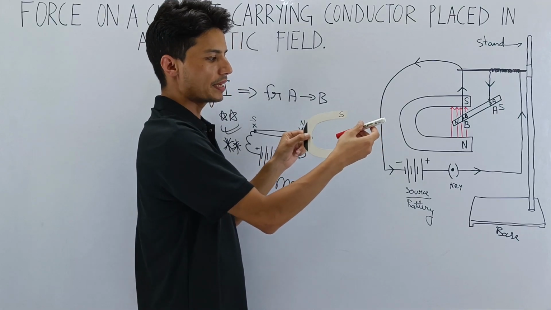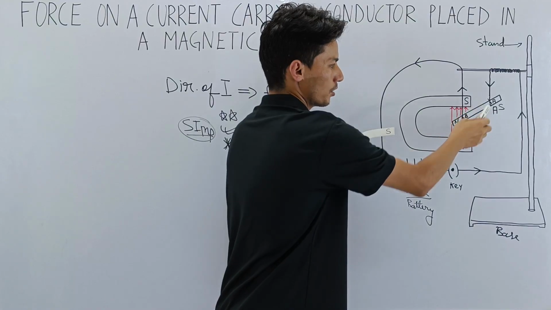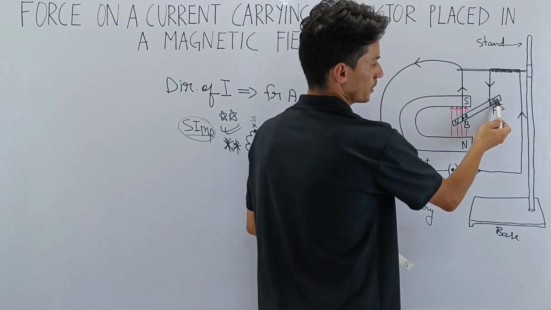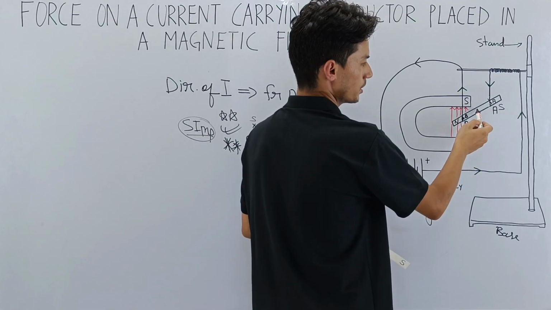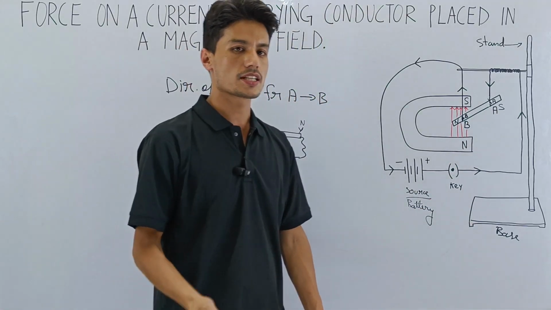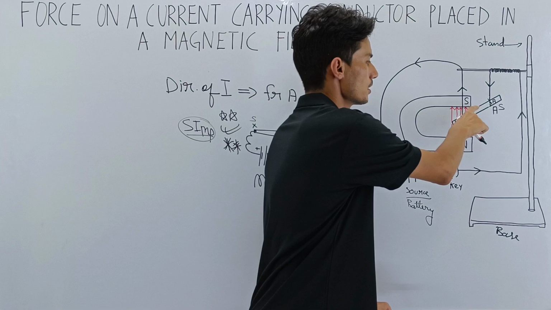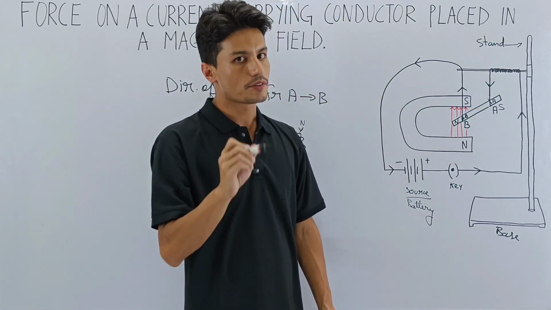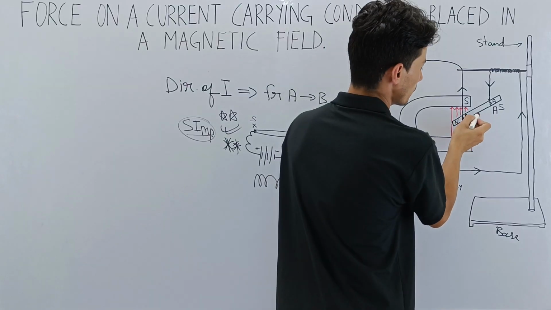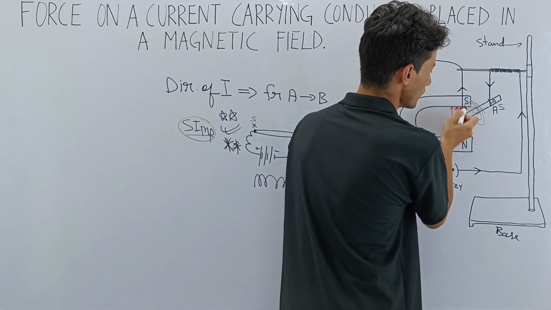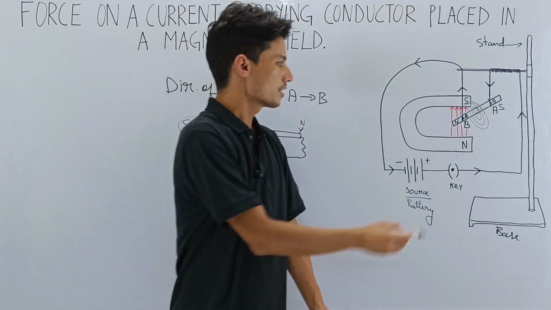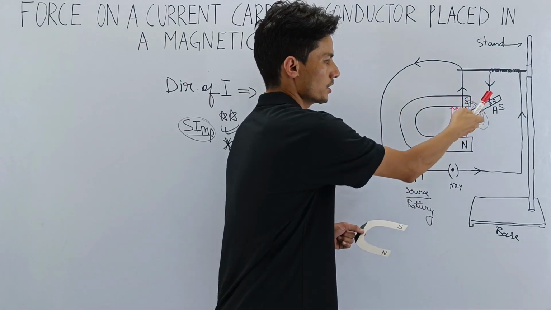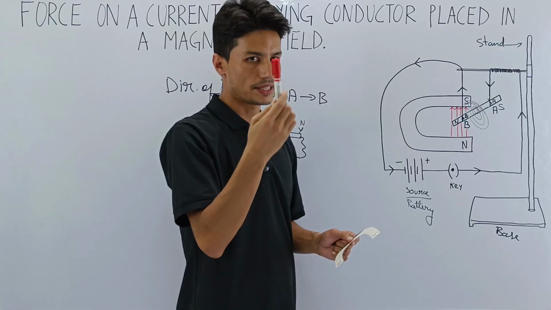So what will happen? Now current is flowing through this conductor. So this is not a normal conductor anymore, but a current carrying conductor. Since current flows through it, and being a current carrying conductor, it will produce magnetic field lines, concentric magnetic field lines. Yes or no? Yes. So this current carrying conductor now has magnetic field lines.